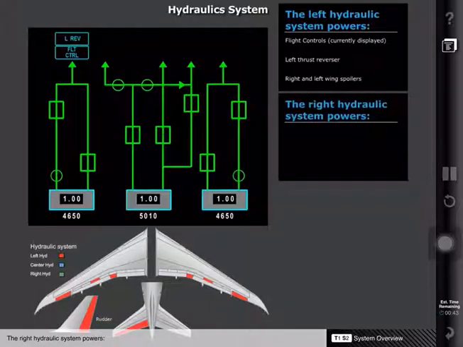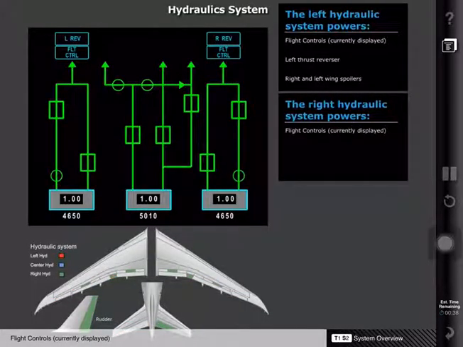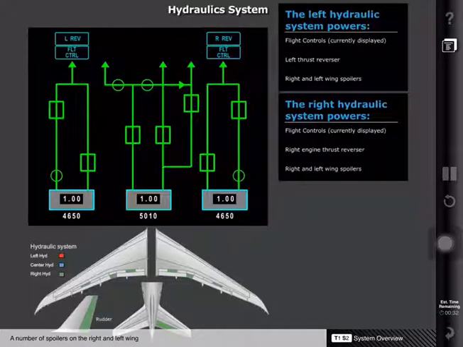The right hydraulic system powers some flight controls, the right engine thrust reverser, and a number of spoilers on the right and left wing.